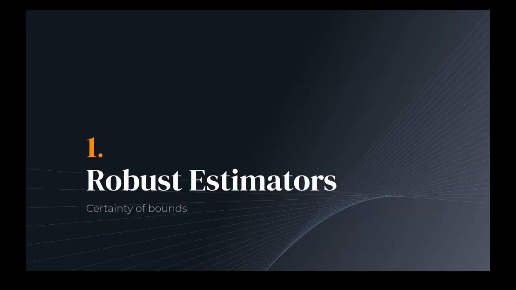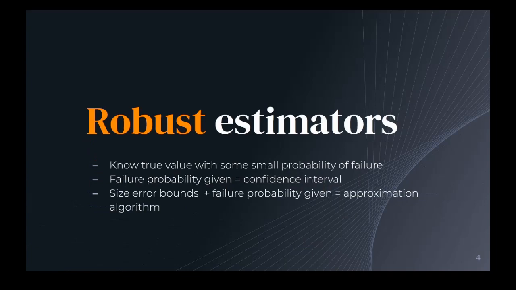Now, by robust estimators, I mean estimators where you have some sort of certainty on the bounds. For instance, we could know the true value with some small probability of failure within some error limit. If the failure probability is given, that's our classic confidence interval. If both the failure probability and the size of the error bounds are given, for instance, we might want the upper bound to be within 10% of the lower bound, that's an approximation algorithm.